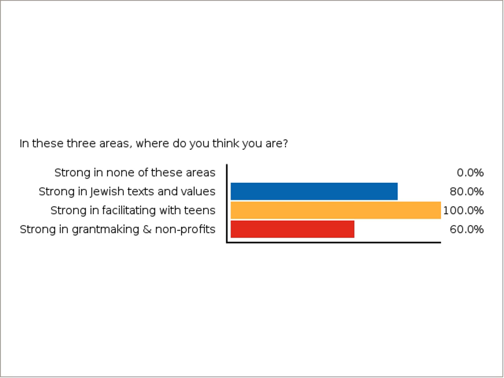Great. And as we can see here, a lot of people said that they felt strong in facilitation with teens. A lot of people indicated that they felt strong in Jewish texts and values. And some people said they have a strength in grant making and nonprofits. This is actually, I think, the same breakdown we saw on our last training.